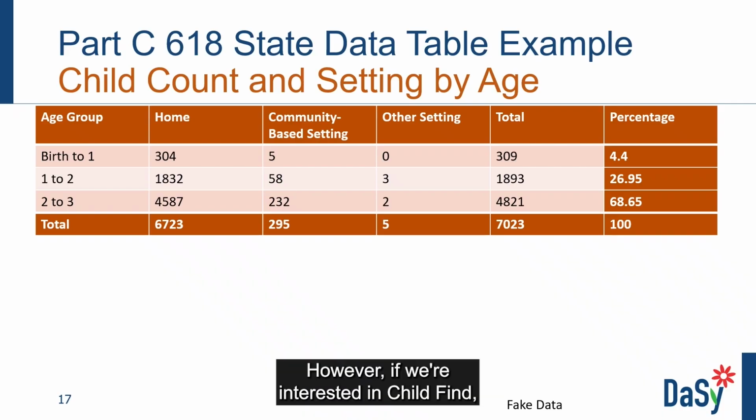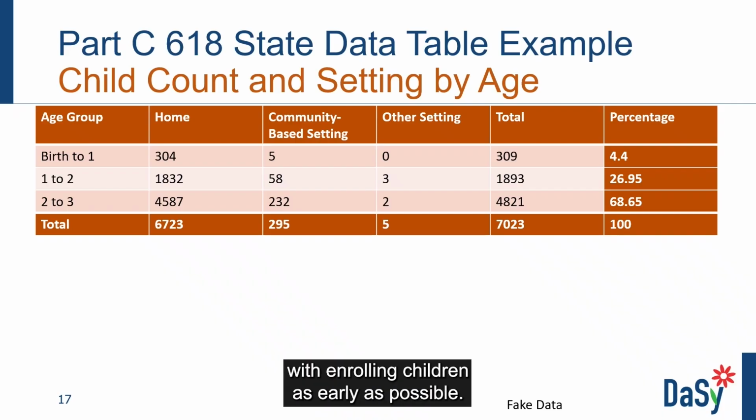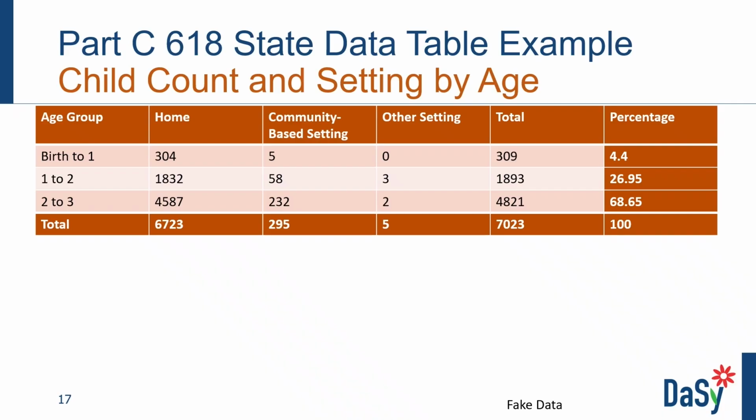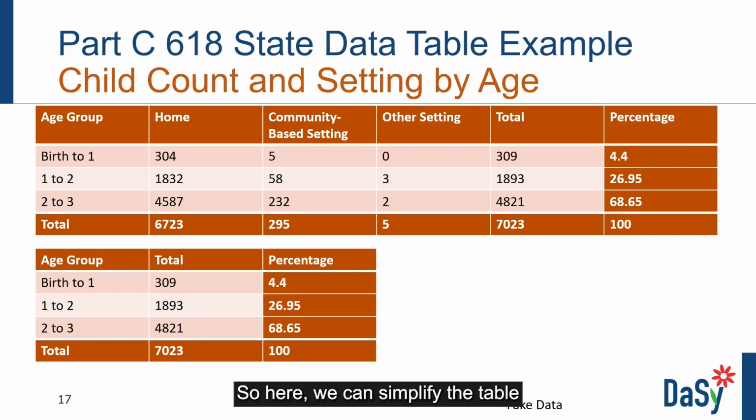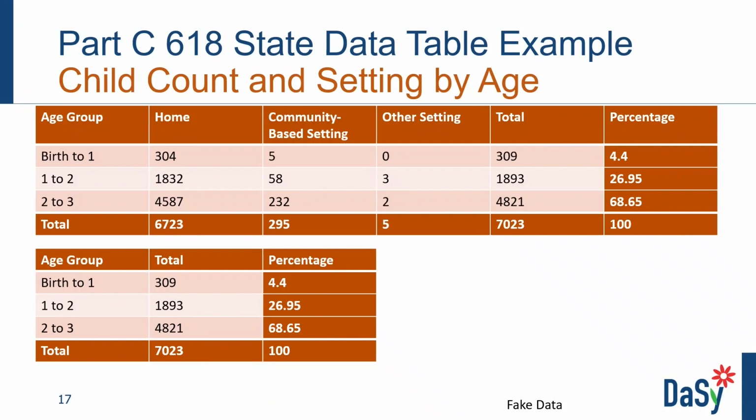However, if we're interested in child find, we may want to focus on the age information so we can see how they are doing with enrolling children as early as possible. So here we can simplify the table, so we're only looking at age group, total children enrolled, and percentage. Let's pause for a moment. What are your impressions based on these data?